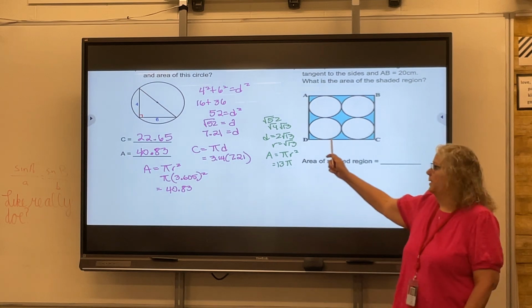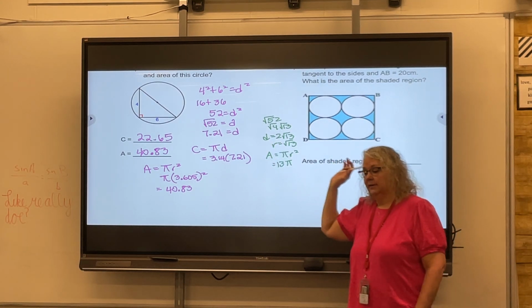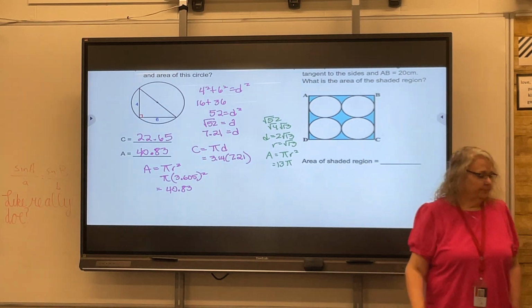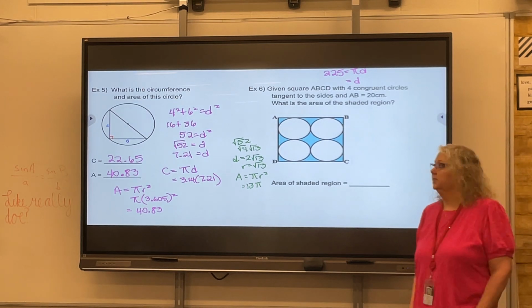There probably will not be, because we just finished area. Last time I did this before area, so there probably will not be any. Okay, alright, next one.